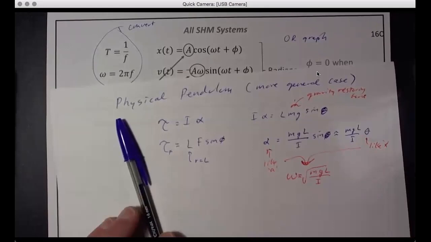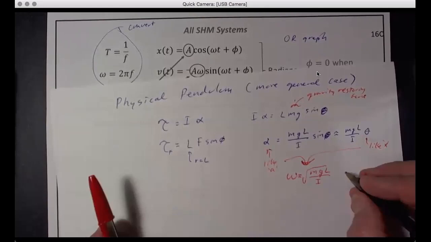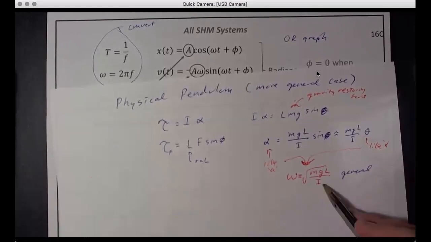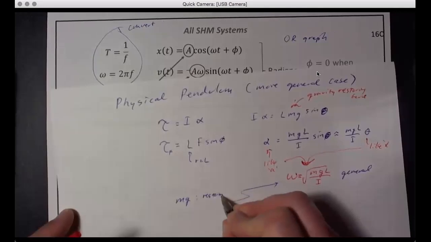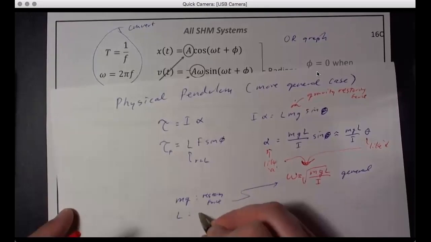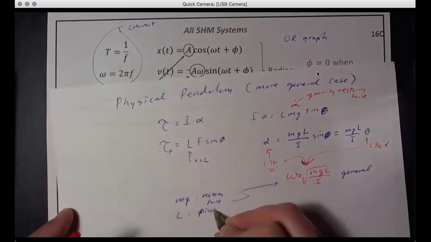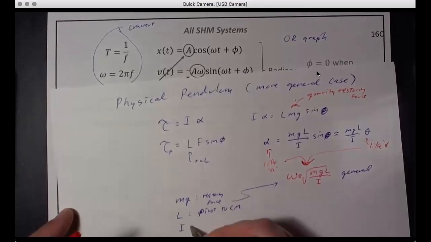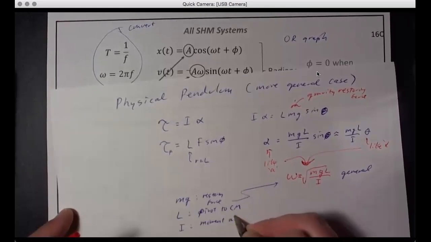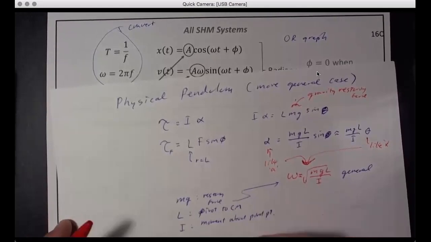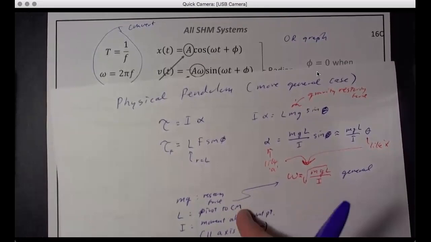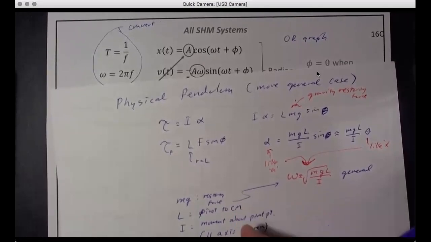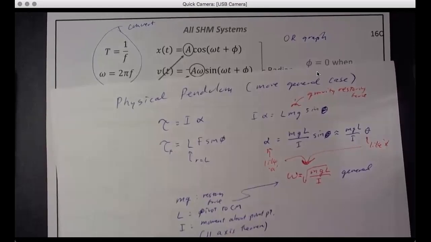So this is the general case. If I give you any moment of inertia, and L is the distance to the center of mass, right? So let's think about this. mg, that's the restoring force. L is the pivot to center of mass distance, and I is the moment of inertia about the pivot point. So you may have to use the parallel axis theorem to get it, because it's not the center of mass, since the center of mass is down here, distance L. It will be parallel to it though, and so you're going to have to use the parallel axis theorem to get it. This is about the pivot.